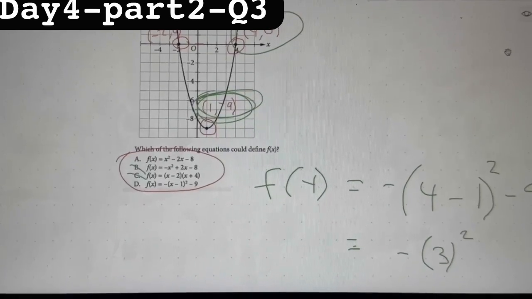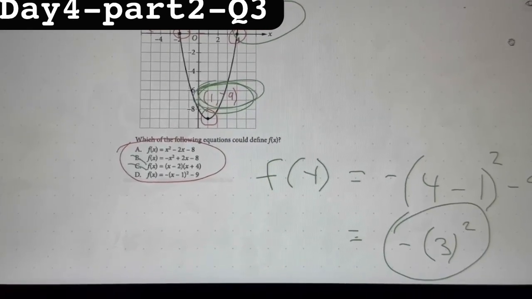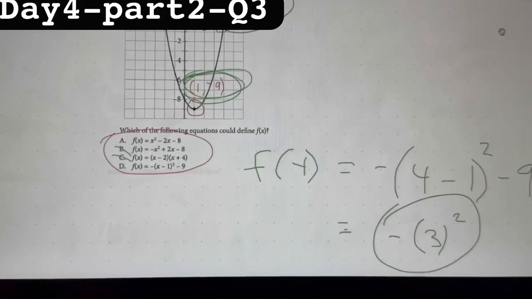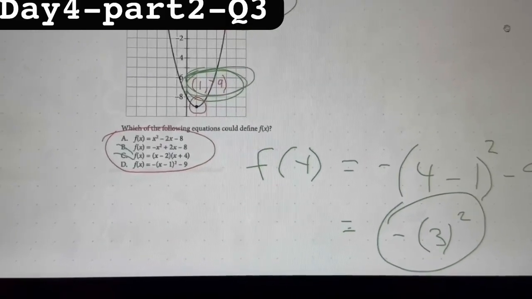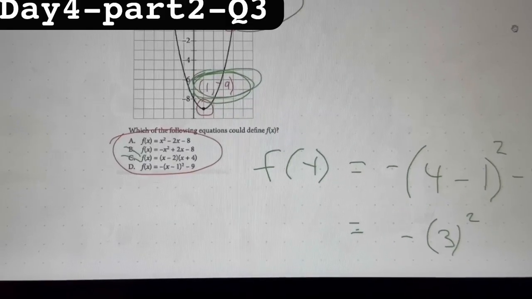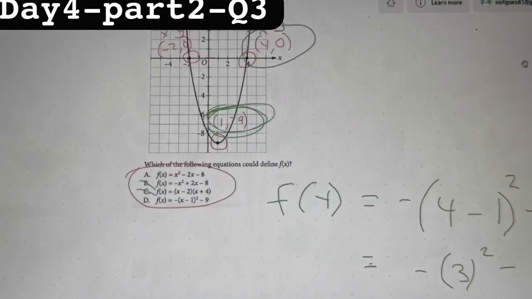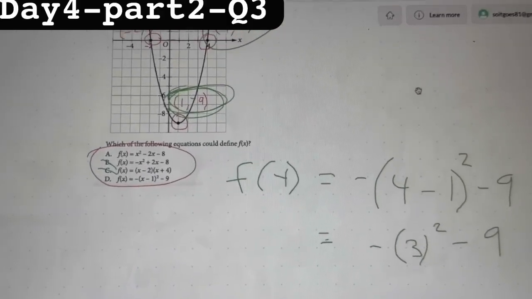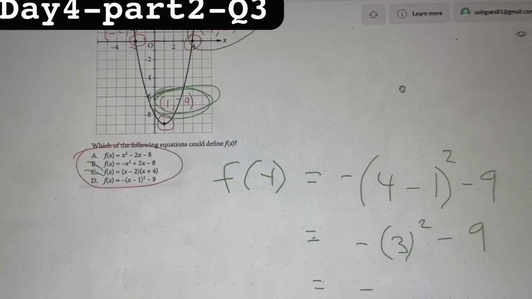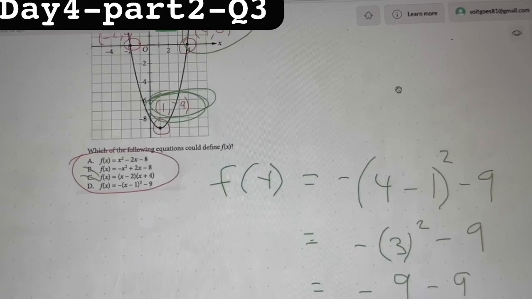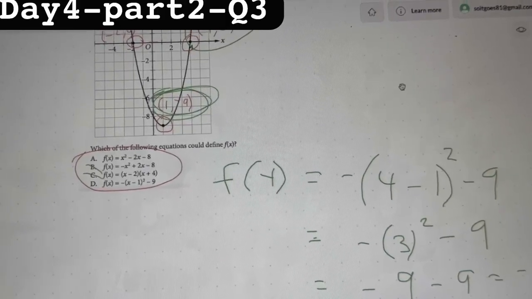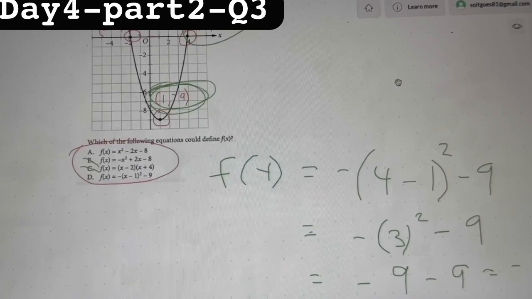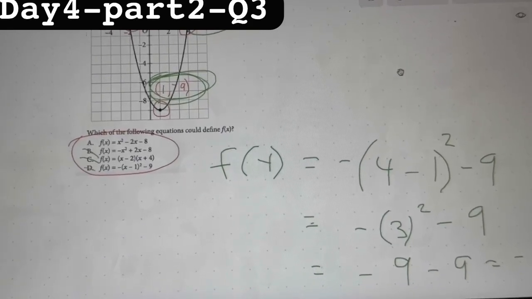Because when I simplify this, I'm going to get -9. Because it's 3 squared made negative, not -3 squared. That would be -3 times -3, which would be positive. This is going to be negative. Minus 9. It's going to give me -9 minus 9, which equals -18, not 0, which I know the correct answer choice has to give me. So I can eliminate D. It is indeed answer choice A.